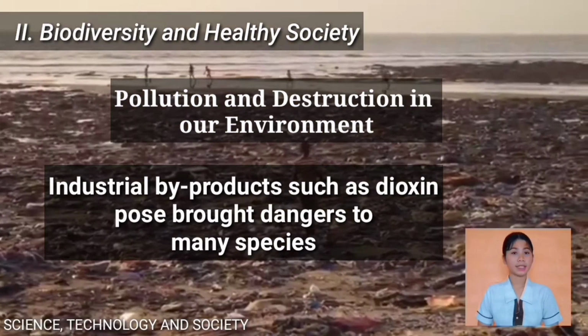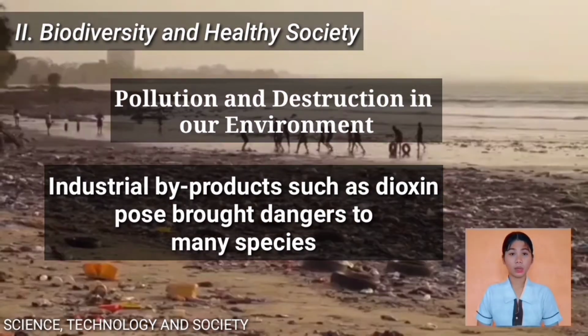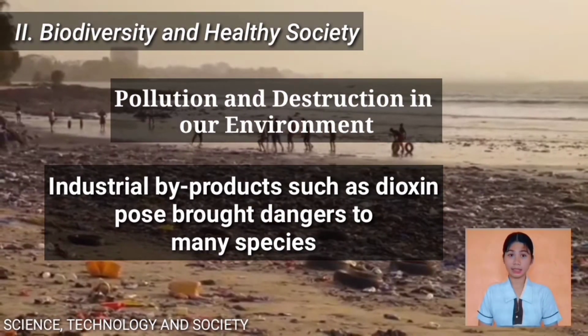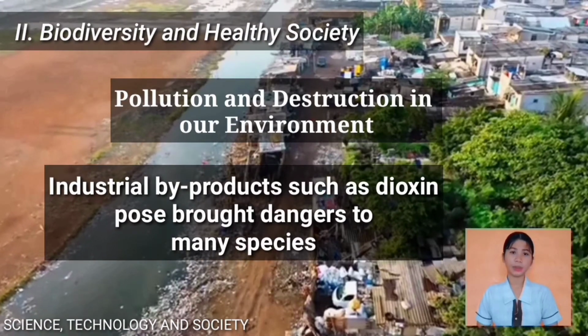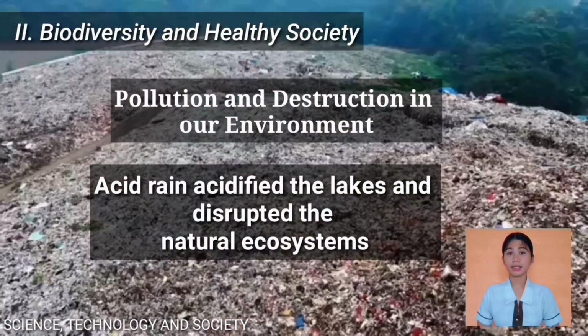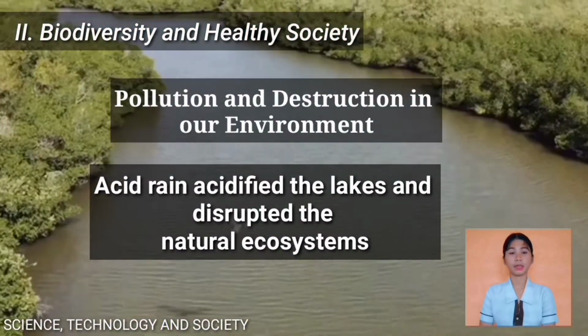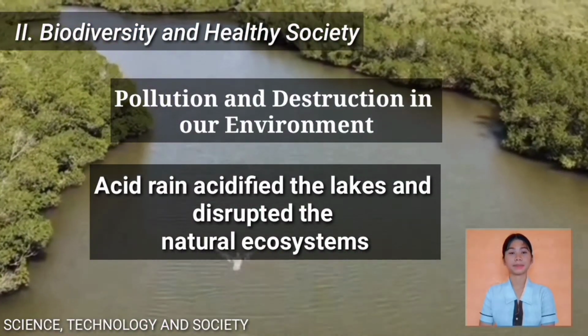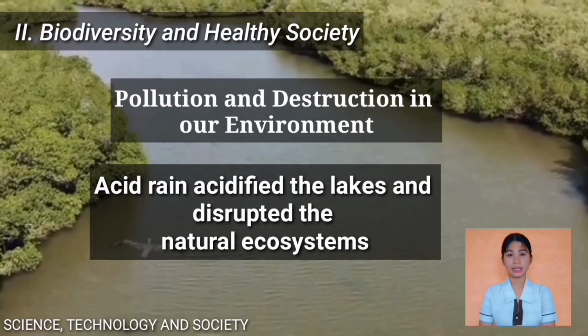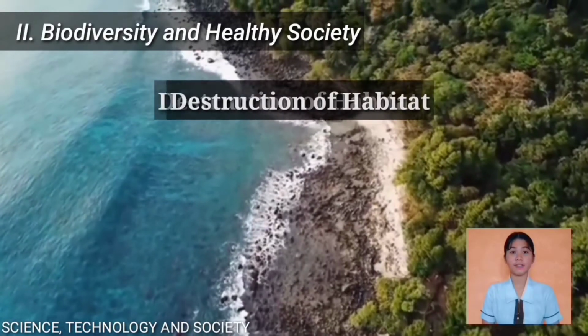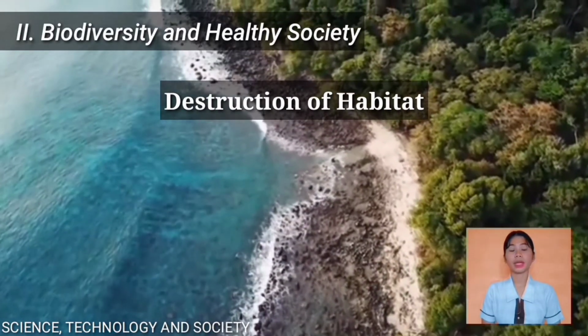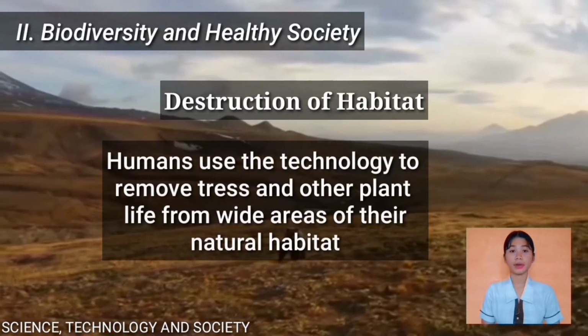The combining of acidic ions with atmospheric water has resulted in acid precipitation, which we call acid rain. This acid rain acidified the lakes and other water bodies, and at the same time disrupted our natural ecosystem. Destruction of habitats. We all know that these issues are very rampant today.